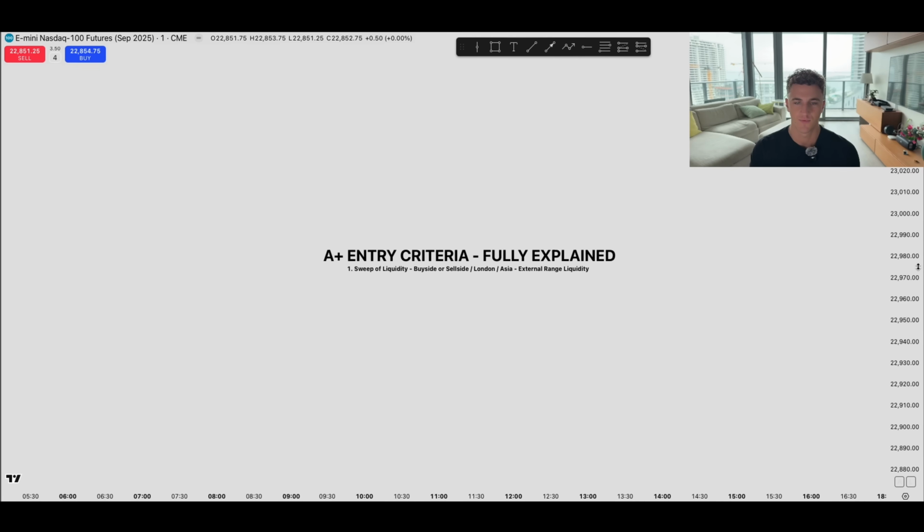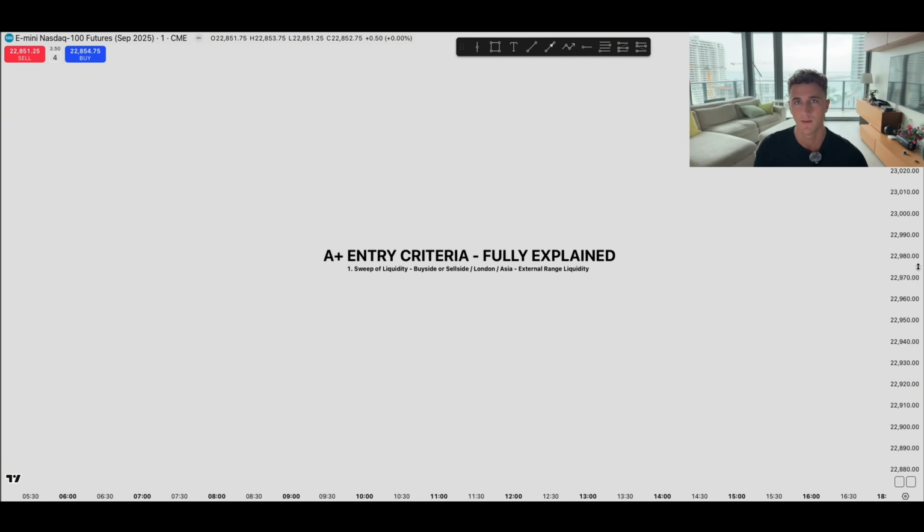All right, so let's start off with number one. What am I looking for when I log onto my chart every single morning? This is 100% going to be a sweep of liquidity. We need to see a very clear sweep of either buy side or sell side liquidity. Even better if we sweep London lows or London highs or Asia highs, Asia lows. That's going to be more significant compared to just sweeping any buy side or sell side liquidity level.